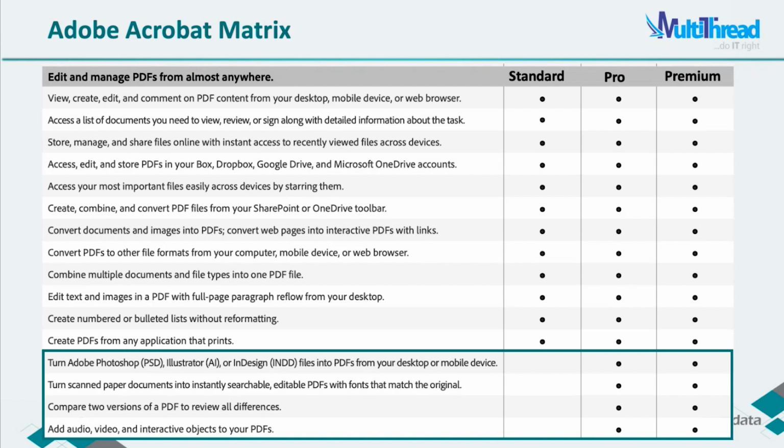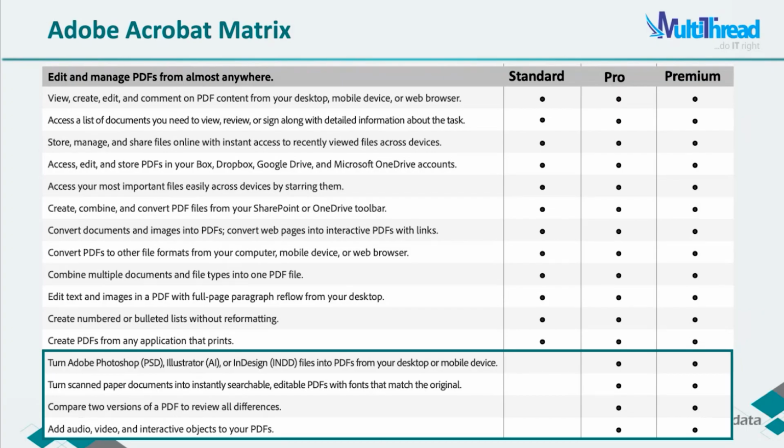But if you're working with scanned PDF documents and you need to apply OCR, which is optical character recognition, to your documents, you need to have the Professional or the Premium version. As well, if you've got documents that you want to compare with each other, whether it is textual changes or visual changes within the document, these need to be done with the Professional version.